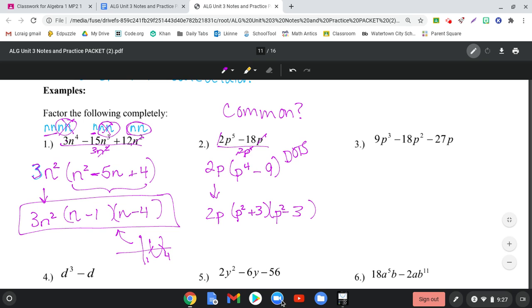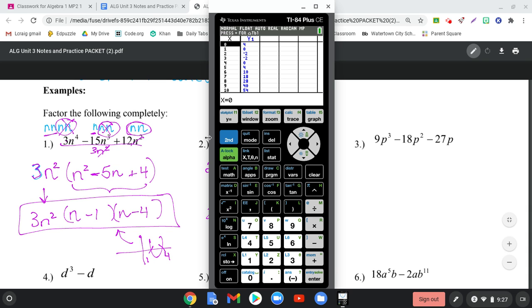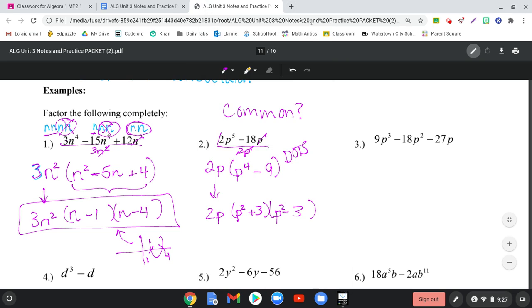If you weren't sure, you could use your calculator and hit second, quit, second mode to get out of there. Second x squared 9, the square root of 9 is 3. So 3 times 3 is 9. Okay, those are called dots, difference of two perfect squares. All right, and now you're done. Okay, there's nothing else you can do.